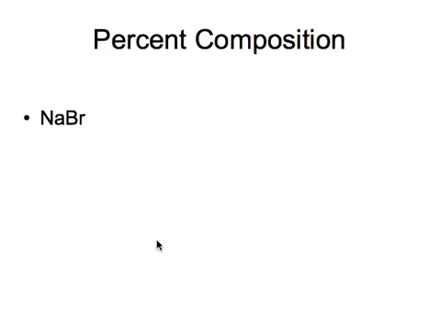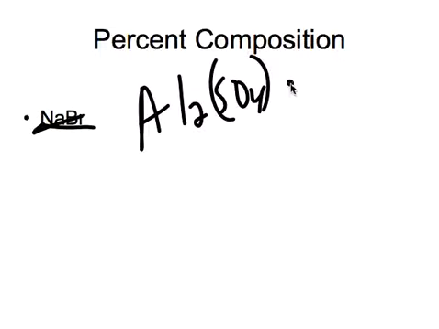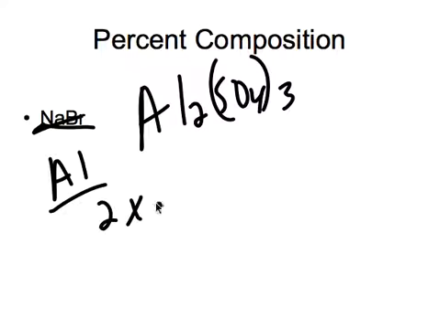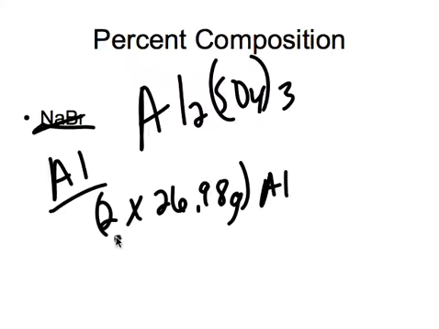You'll see on the other examples you have something like on the bottom there, and I'm just going to cross this one out, but you see Al2(SO4)3. So for an example like that, you're going to have to take the mass of 2 aluminums. Each aluminum is 26.98. That's going to be your aluminum mass. And then you're going to divide it by the mass of everything.